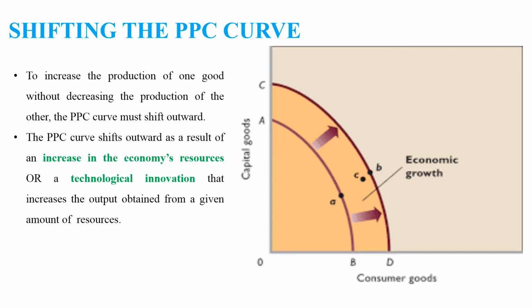To increase the production of one good without declining the production of the other good, the production possibility curve must shift outward. The PPC shifts outward as a result of an increase in economic resources or technological innovations that increase the output obtained from a given amount of resources.